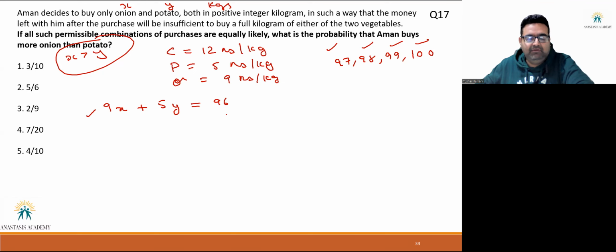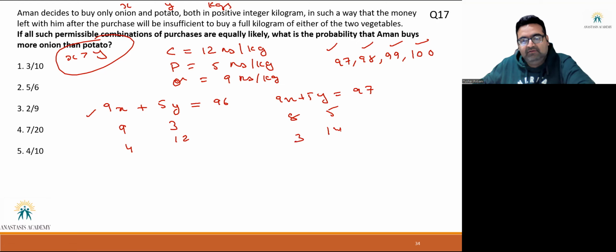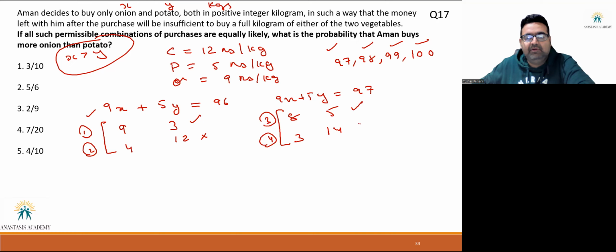9x plus 5y equal to 96. I'm quickly writing the answers, which I've already solved beforehand. This will give you two integral solutions, (9, 3) and (4, 12). Similarly, 9x plus 5y equal to 97 will also give you two solutions, (8, 5) and (3, 14). These are 2, 1, 2, favorable, not favorable. We need x greater than y. Third solution, fourth solution, favorable, not favorable.